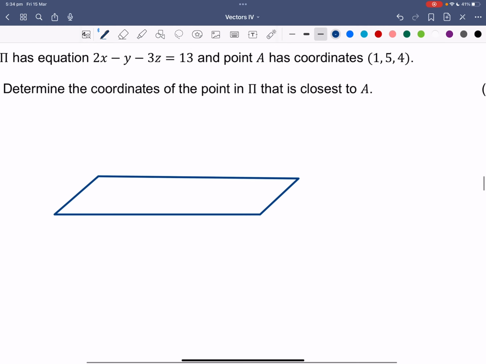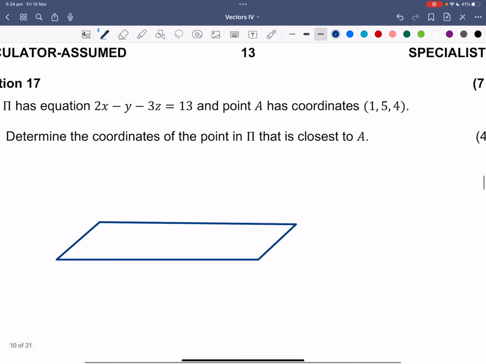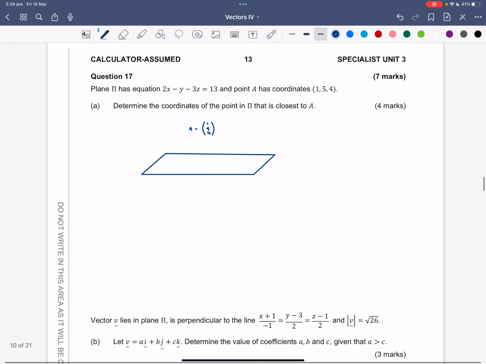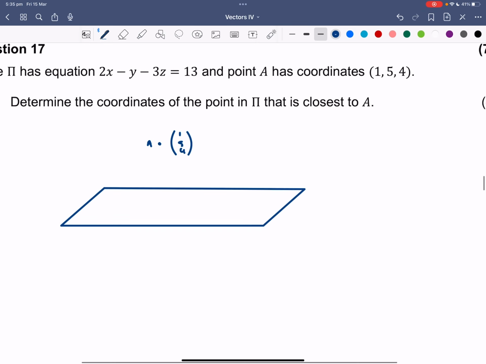Okay, so there's your plane. A is somewhere over here at 1, 5, 4. And we want to know where on the plane is closest. They don't even care what that minimum distance is. Remember, guys, this question is not find the minimum distance. This question is find the point that is closest to A.